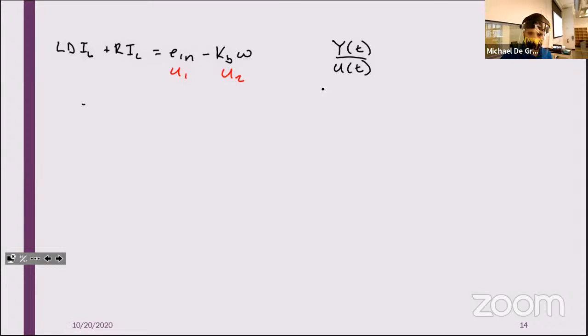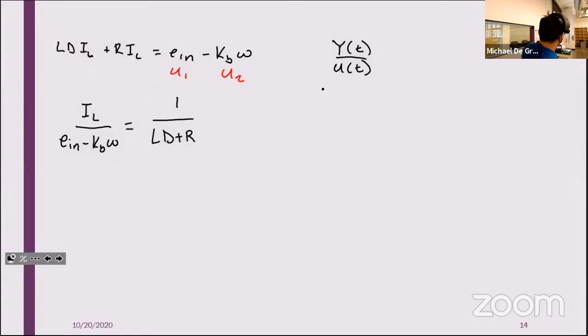So I need the I sub L. I sub L is going to stay here. That's my y of t. U of t is E n minus K b omega. And that's going to equal 1 over L d plus R. That's my transfer function, 1 over L d plus R for this particular block. Remember, this has two inputs, so both of those have to be on the left-hand side.